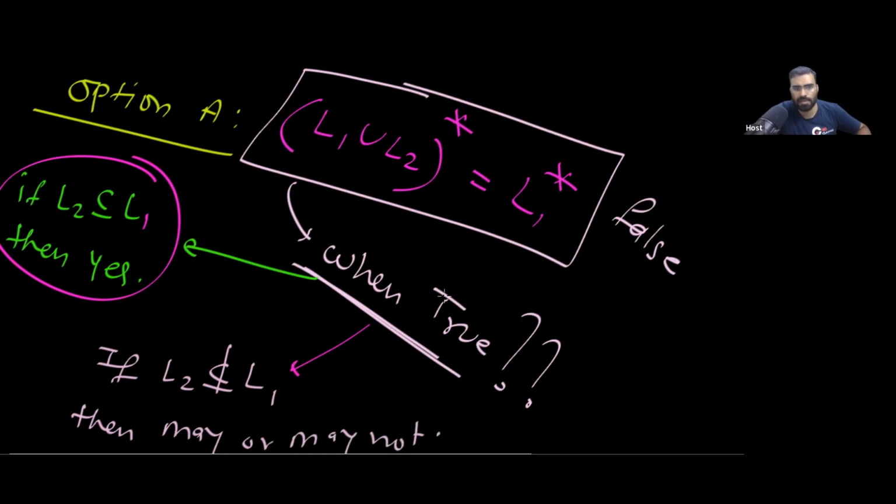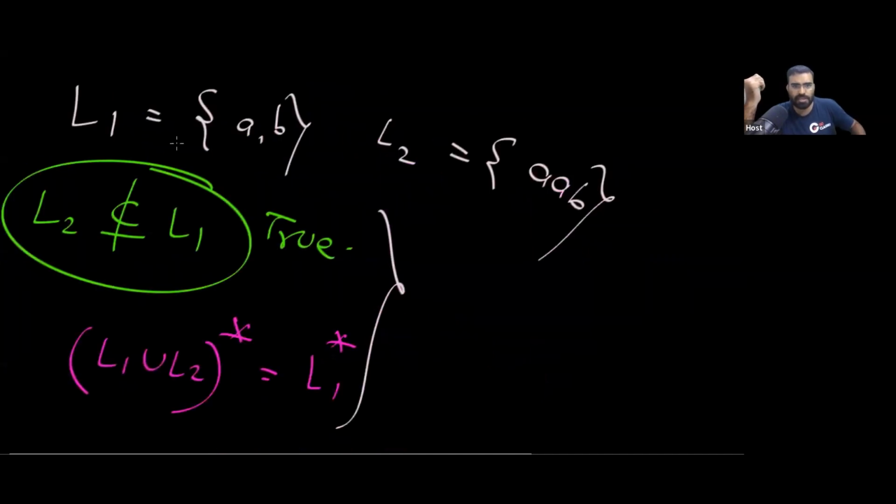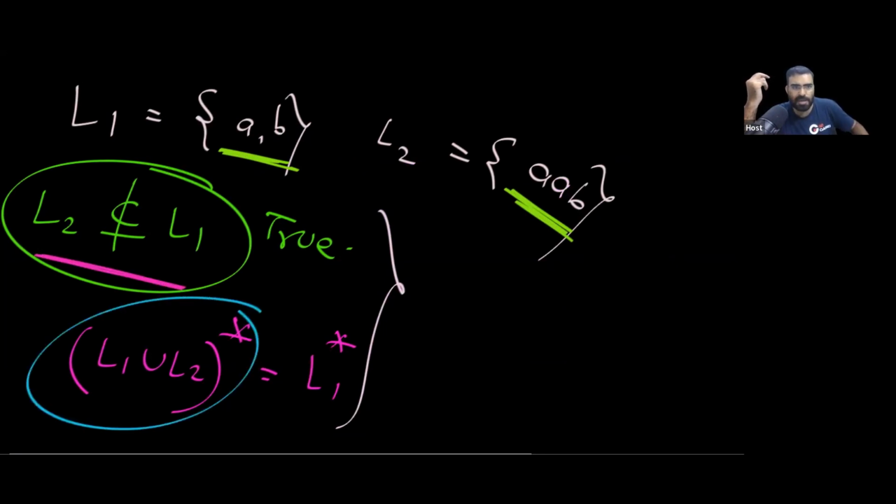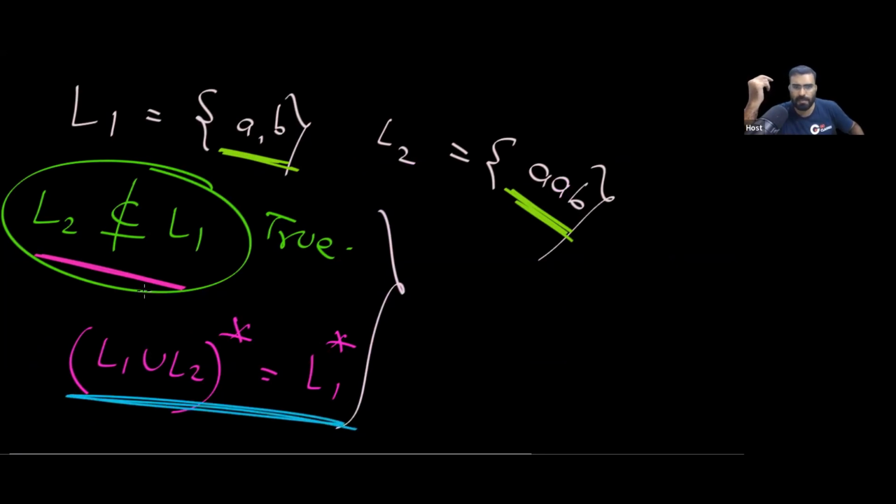Is this clear? Because, for example, you can take L1 equal to A, B. You can take L2 equal to A B. Here you can notice L2 is not a subset of L1. Still, if you find (L1 union L2) whole star, that will be the same as L1 star. Is this understood? Please tell me, did you get it?